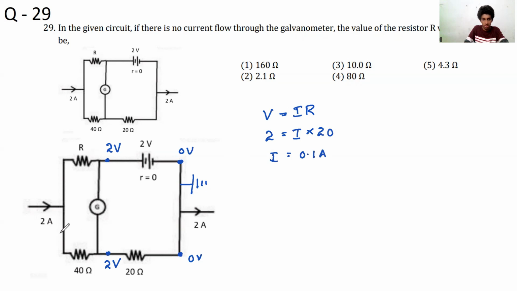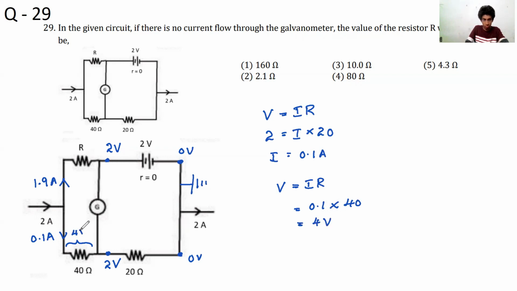That means here a current of 0.1 amperes flows through this path, and a current of 2 minus 0.1 amperes flows through this path. That means it's 1.9 amperes. Now we can find the voltage difference across this 40 ohm resistor. So we can apply V equals IR to that resistor. So I is 0.1 amperes and R is 40 ohm. So that will be equal to 4 volts.